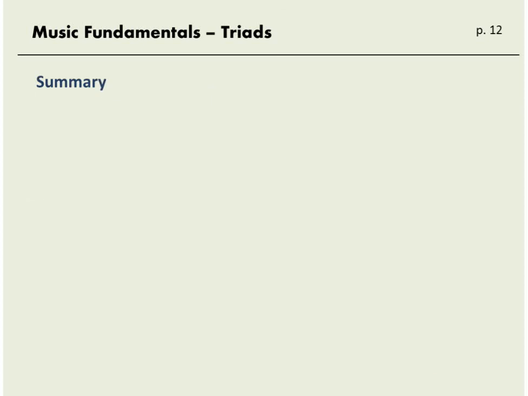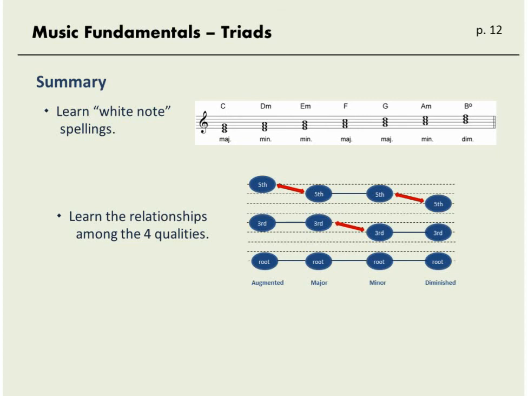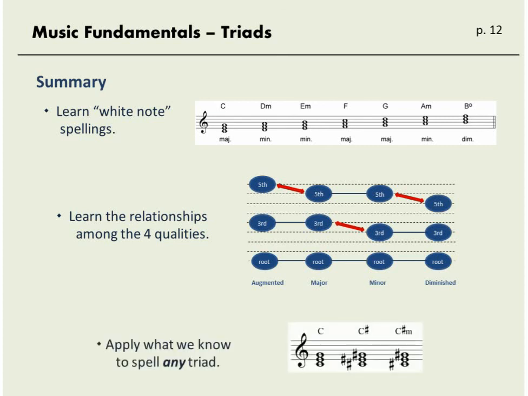So let's summarize what we know. If we learn the white note spellings, the 7 triads built on white notes, and if we learn the relationships between the 4 qualities, how to go from major to augmented, major to minor, minor to diminished, we can put all this together and we can spell any triad quickly and efficiently. Notice that we haven't talked about key, or we haven't spelled a lot of intervals. Once we know the white note spelling, once we know the relationships, we can spell any triad without reference to key, without counting intervals. So that's my approach.